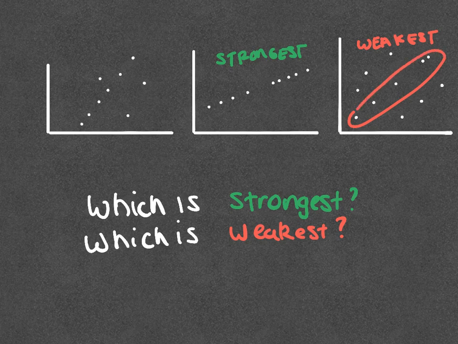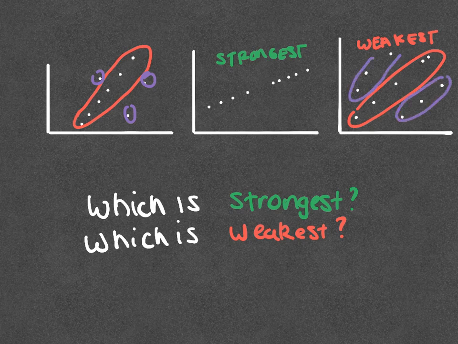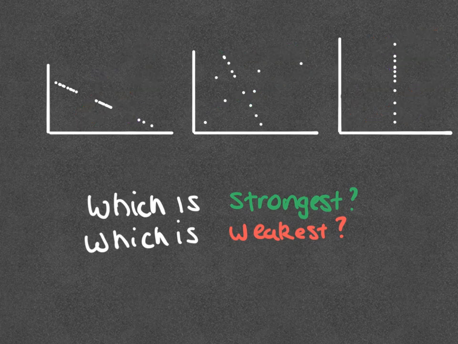Now if you look at the first one, we also see some weakness here, but look at the fact that we have many more dots that are close to the line and fewer dots that are further from the line than the proportion or ratio of dots close and far in the third graph. In our middle graph, our strongest one, they're all perfectly in a line and there are no dots outside of that space. Try these 3. Which is strongest and which is weakest?